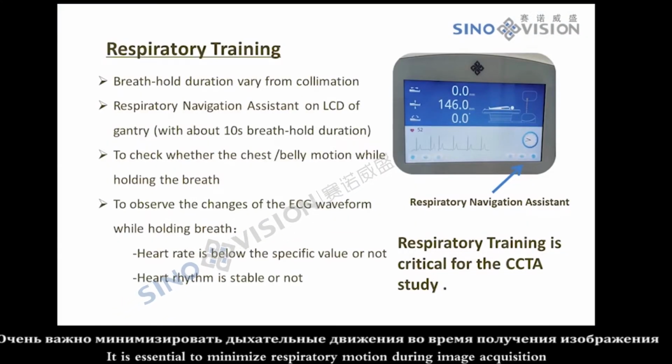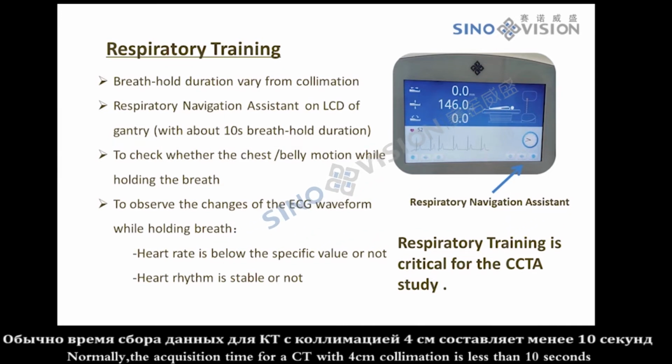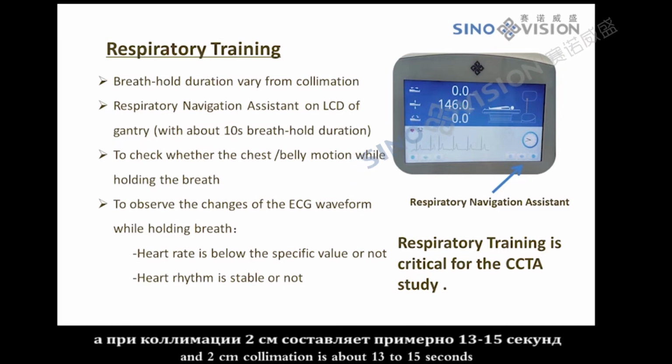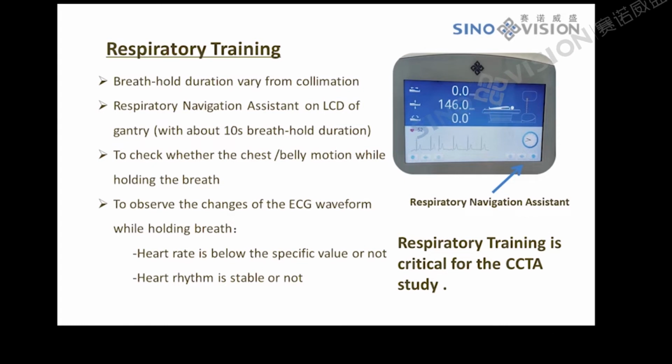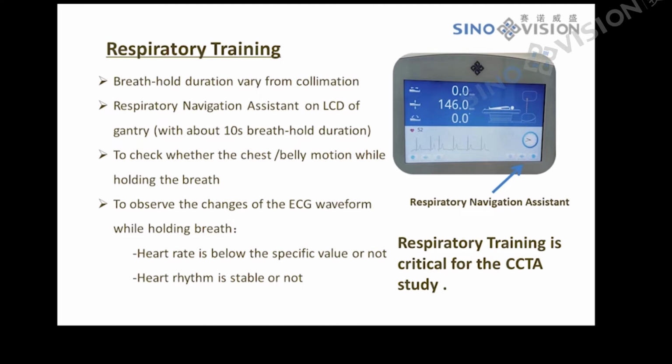It is essential to minimize respiratory motion during image acquisition. The patient's cooperation during the scan is the key factor to a good CCTA study. Normally, the acquisition time for a CT with 4 cm collimation is less than 10 seconds, and with 2 cm collimation is about 13 to 15 seconds. So respiratory training is very important.